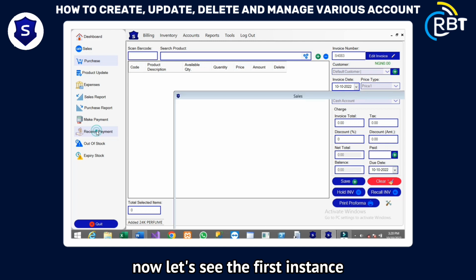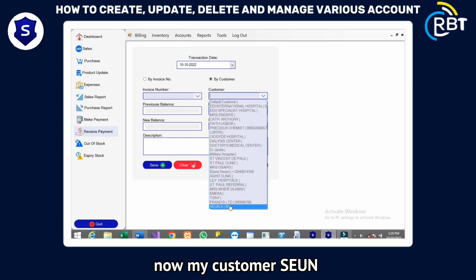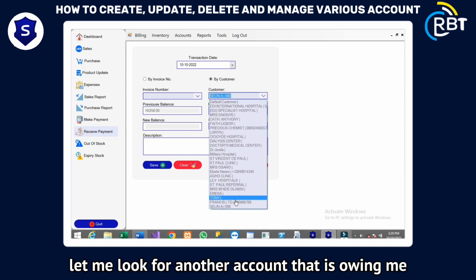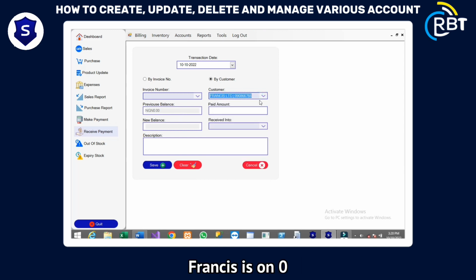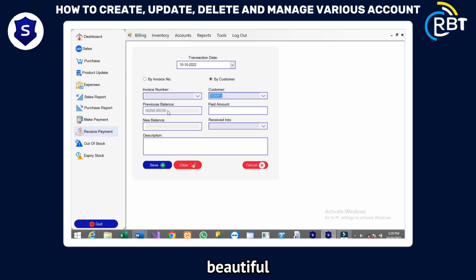Now let's say, in the first instance, I click this receive payment and I want to receive payment. Now my customer Seun is ready to pay me today, right? Okay, remember Seun's account is now 0. So let me look for another account that is owing me. Francis is on 0. Okay, beautiful. Tony is owing me 5,500 and Tony wants to pay me 5,500 today, right?